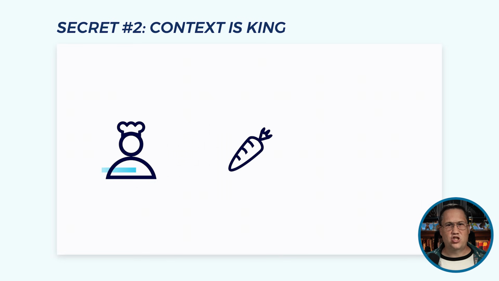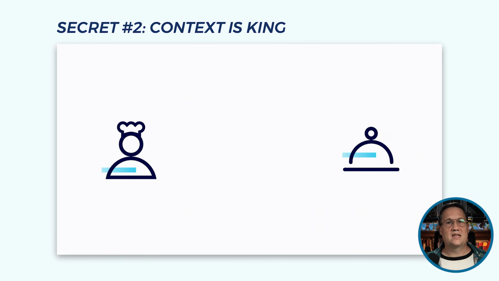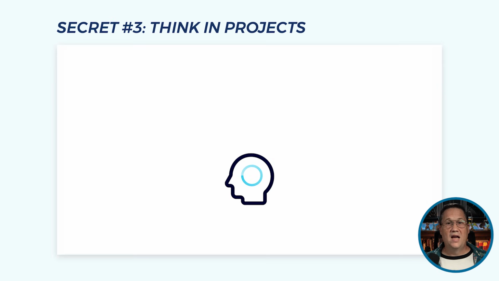It's like asking a chef to cook a gourmet meal but only giving them a single carrot. You get much better results when you give them access to the whole pantry. When you give Cursor the entire project, including documentation or other artifacts, you give it the context it needs to create something truly special. And that leads to the final secret. Think in projects, not documents.